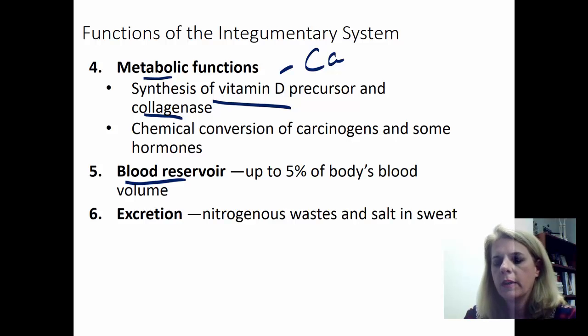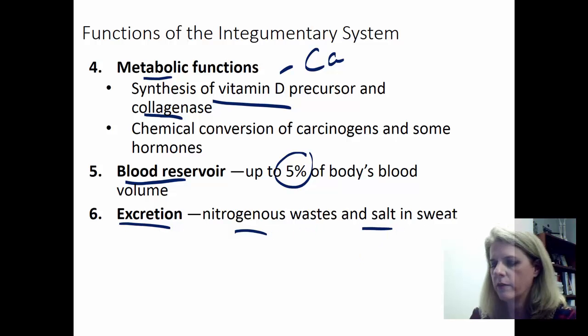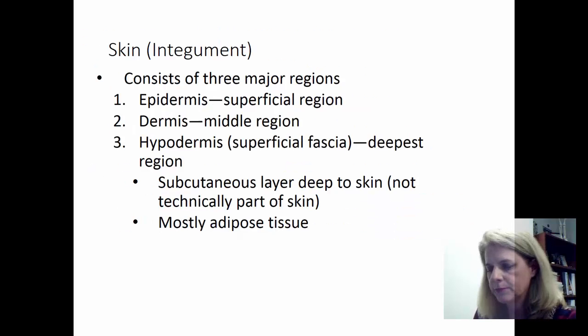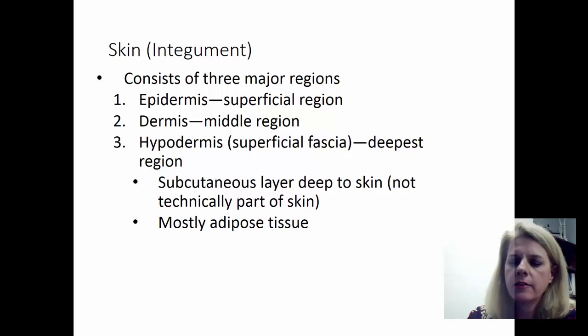We also use the skin as a blood reservoir, so we store blood there. About 5% of your blood volume is in your skin. It's also part of your excretory system. We get rid of waste there, specifically nitrogenous waste and salt, especially salt in your sweat, is one way we can get rid of things. So let's talk about the anatomy a little bit. And so when we think about the skin, it has three layers.